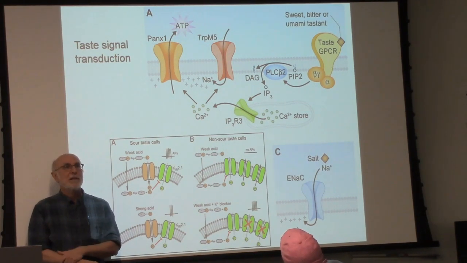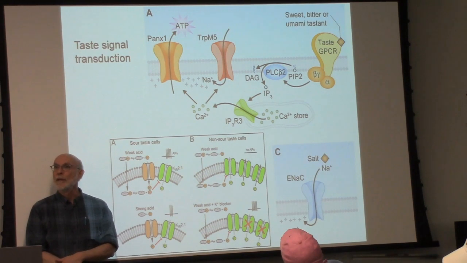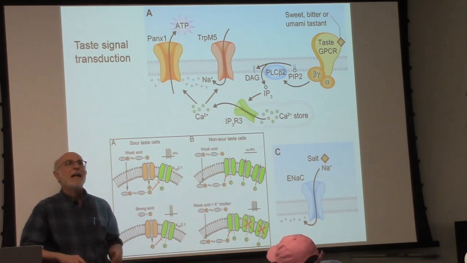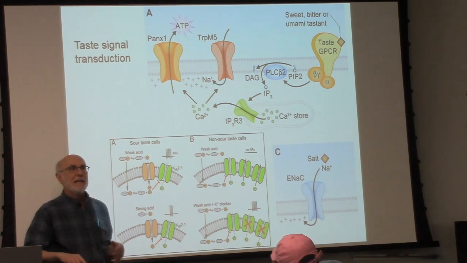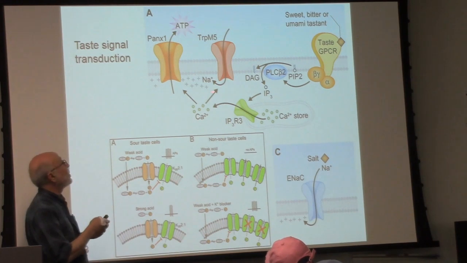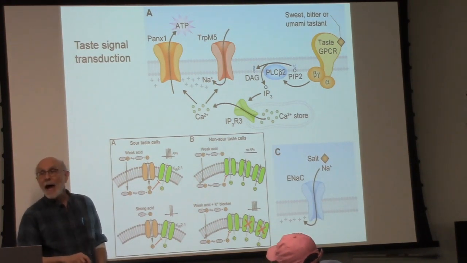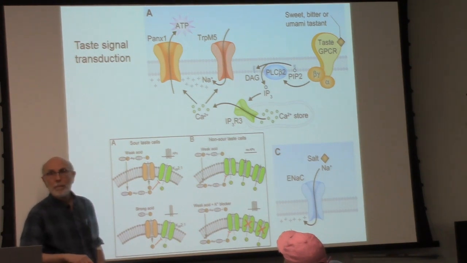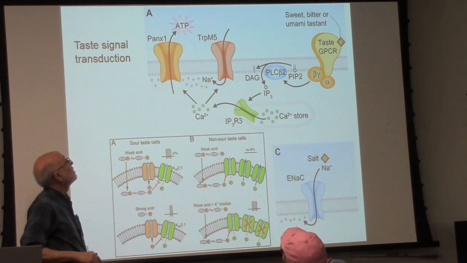That story is just, again, a review of the canonical GQ story. We didn't have to get into PKC, we didn't have to get into calmodulin as we have in the past. All we needed to remember is that we activated a calcium-activated cation, sodium permeable channel.